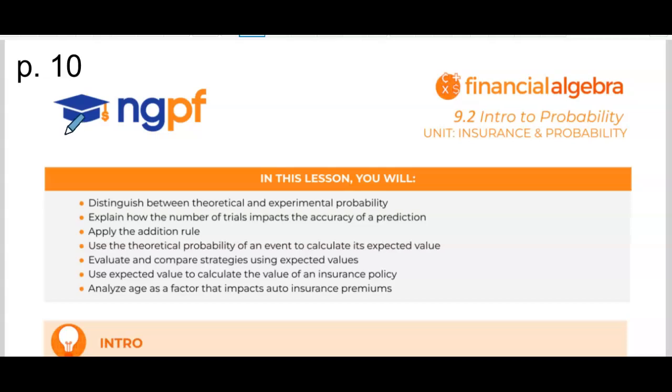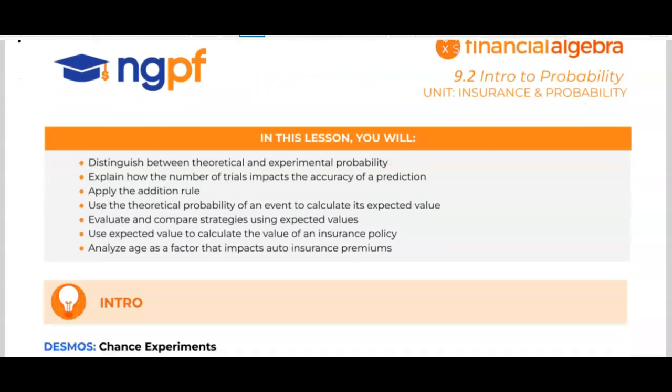All right, looking at section 9.2 here, working off of the previous one where we looked at counting methods. Now we're going to go into probability, which is more like calculating the chances that something will occur. Still looking at it from an insurance slant, but we're going to just start with the math of it.